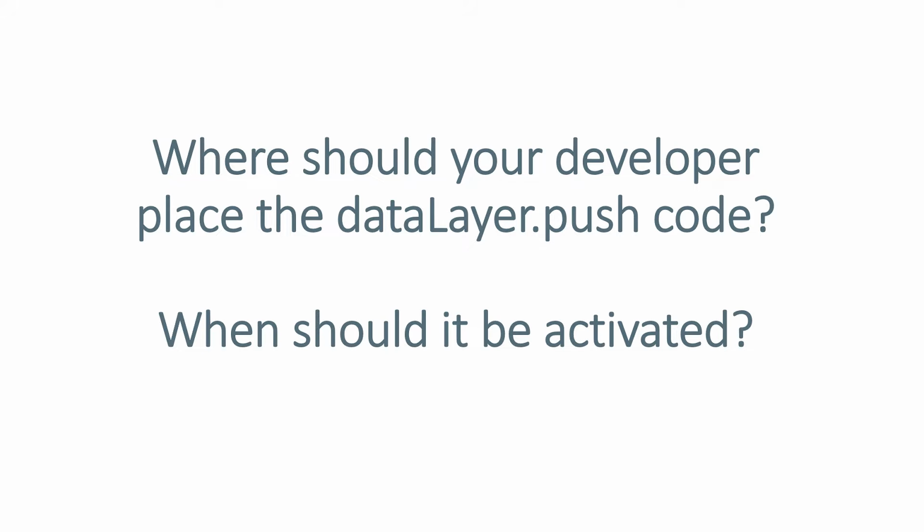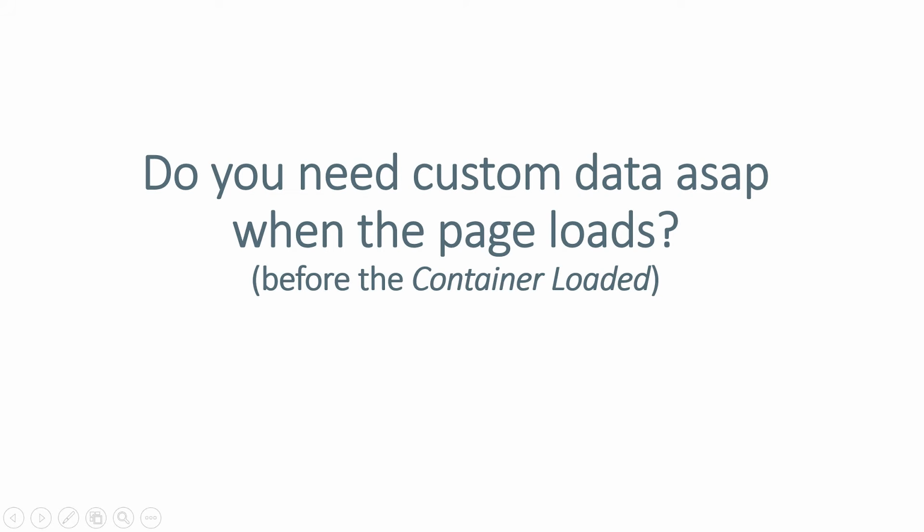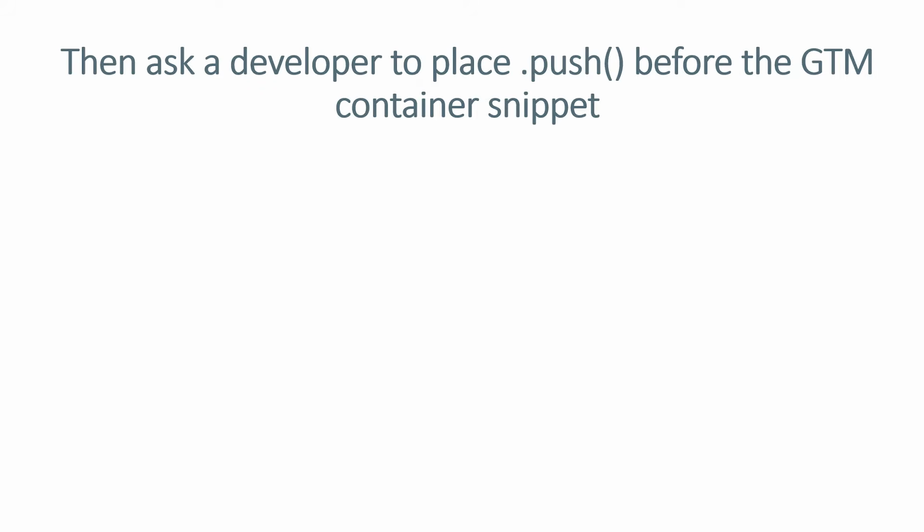In order to know the answer to these questions, you should ask yourself this. Do you need that custom data of the data layer push as soon as the page loads or not? And when I say as soon as the page loads, do you need that data on the moment or before the moment when the container loaded event appears in the preview and debug mode? Because if your answer to this question is yes, then you should ask your developer to place the data layer push code above the Google Tag Manager container snippet, or make sure that it is fired before the main Google Tag Manager container snippet is loaded. And what I mean here is this.